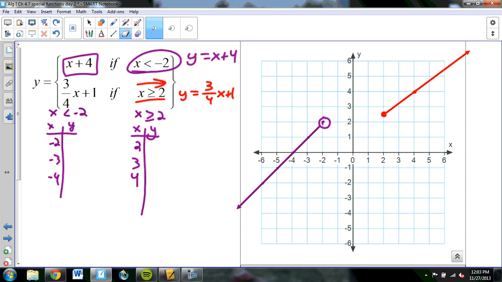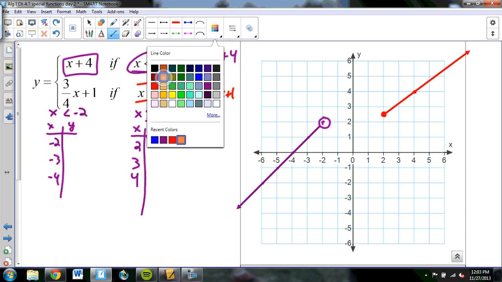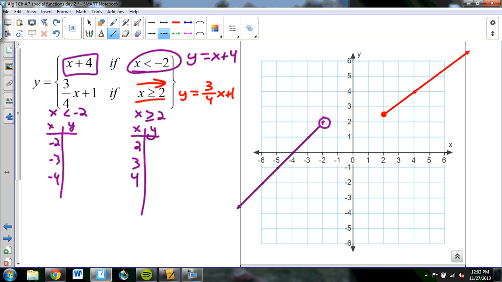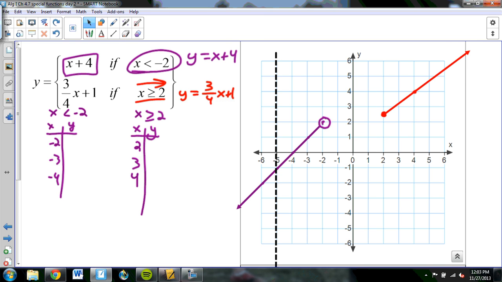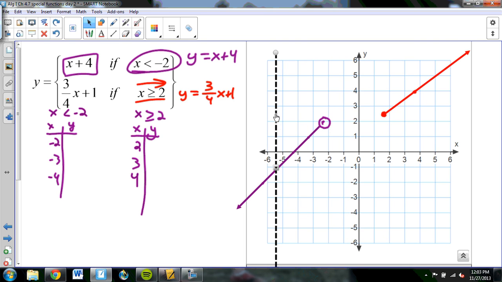You'll note that every single line that we draw is passing the vertical line test. I could draw a vertical line anywhere, and at no point does this vertical line hit the graph more than once. Crosses here, or here, or here. If you're doing a piecewise function or an absolute value function that doesn't pass the vertical line test, you've done something wrong. It's the first best sign that you've done something wrong somewhere.